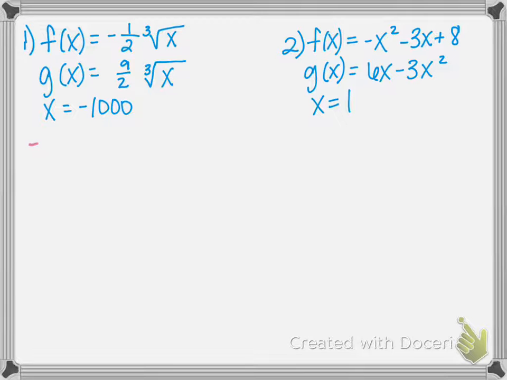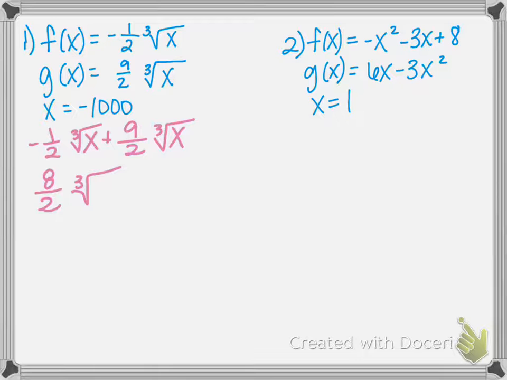So the first one I'm going to add -1/2 times the cube root of x plus 9/2 times the cube root of x. All right, since we're adding, we don't have to worry about our radicals. We just have to double check that they're exactly the same. And in this case, they are the same. So now that I have that piece completely good to go, I can just add my coefficients. So -1/2 plus 9/2 is going to be 8/2 times the cube root of x.